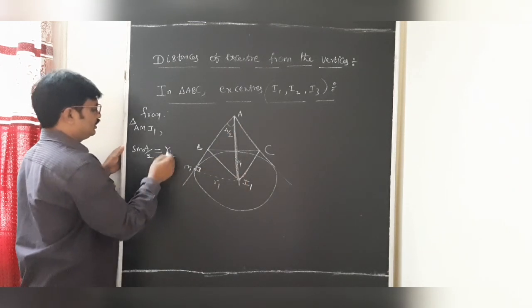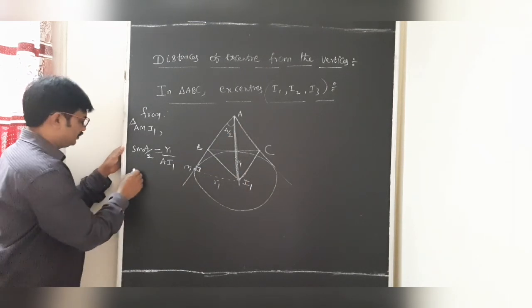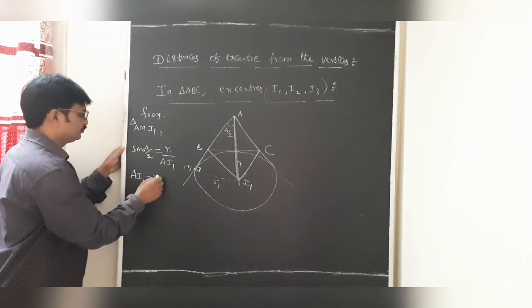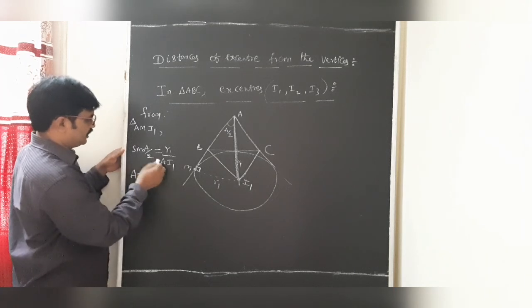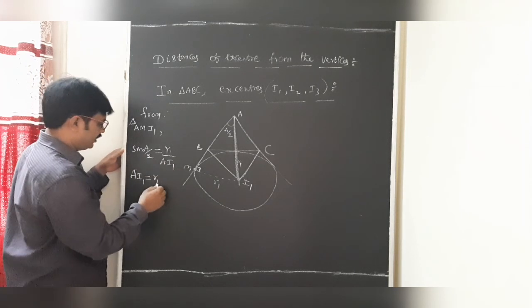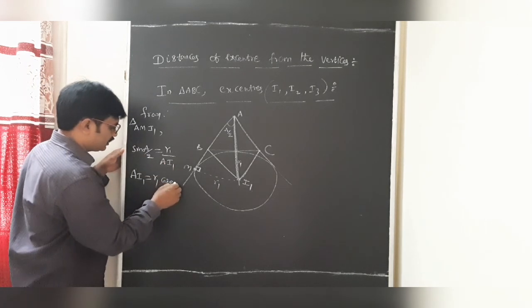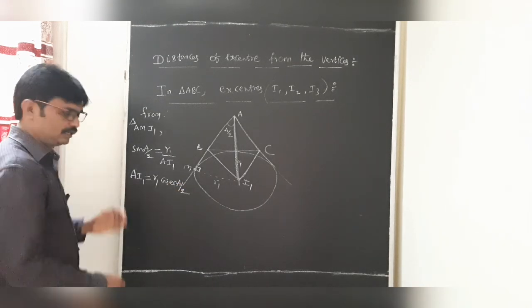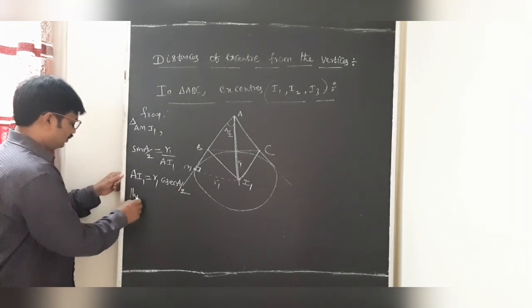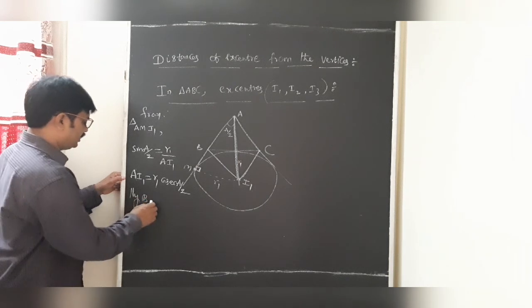So my dear students, AI1 equals r1 over sine A by 2. You can interchange r1 and sine A by 2 here. The reciprocal of sine is cosecant, so AI1 equals r1 cosecant A by 2. Similarly, we can prove the others. How to prove that, students?